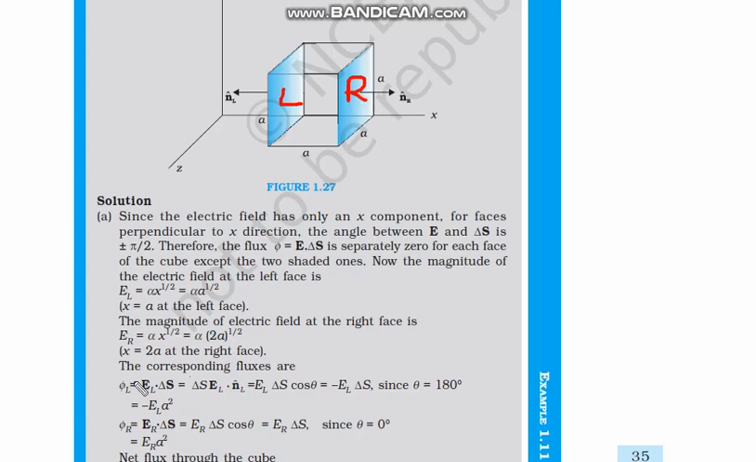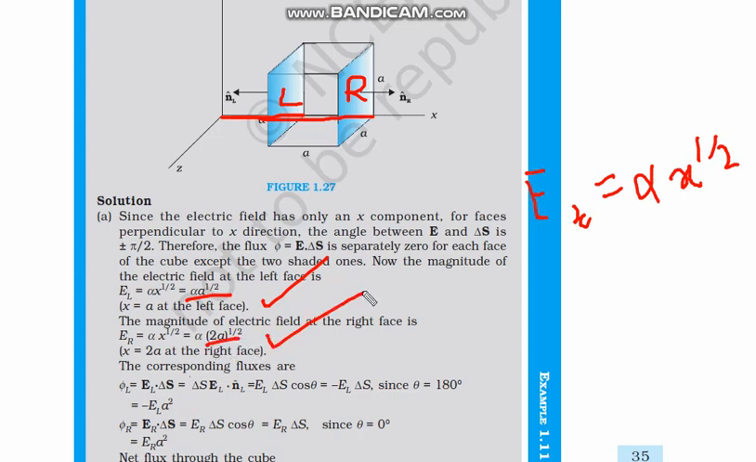So now it is given as Ex is equal to alpha x to the power half. This was the electric field. So the electric field EL on the left surface is alpha x to the power half, and the distance from origin is a, so alpha a to the power half. This is for the left one. For the right one, the distance is a plus a, 2a. So for the right side, alpha x to the power half, alpha 2a to the power half. So this is for the right surface.